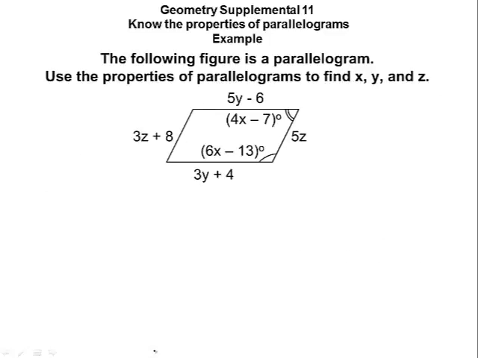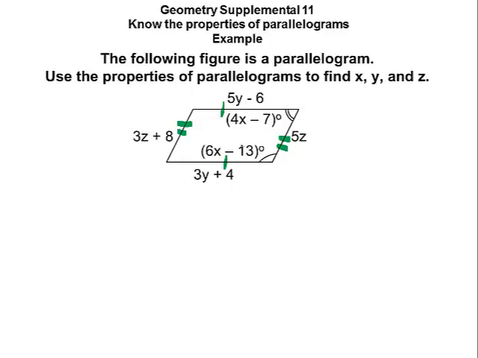Here's the type of problems we'll be doing. We're going to use the properties to find x, y, and z. Okay, so let's just label it really quickly. I know that this side is the same as this side, and I know that this side is the same as this side, and that this angle plus this angle, because they're not the same, are going to add up to 180.